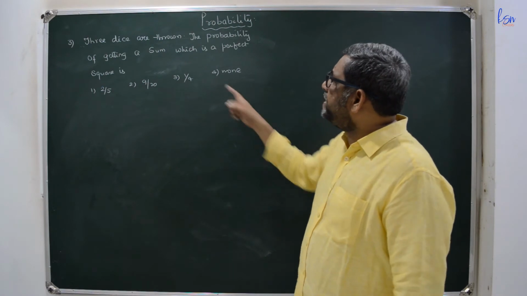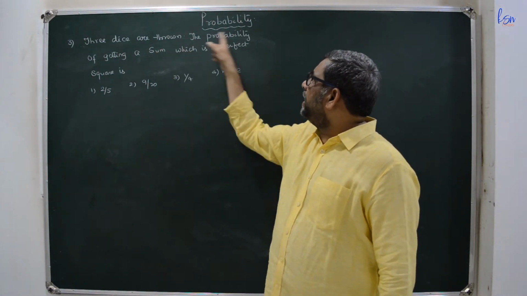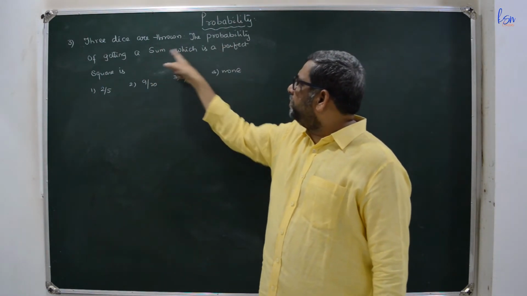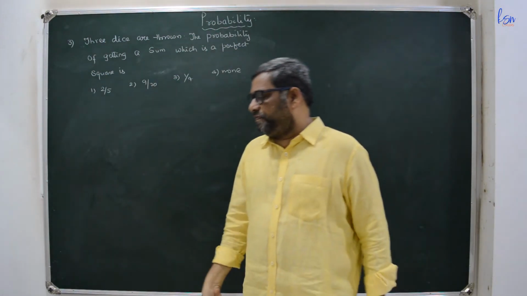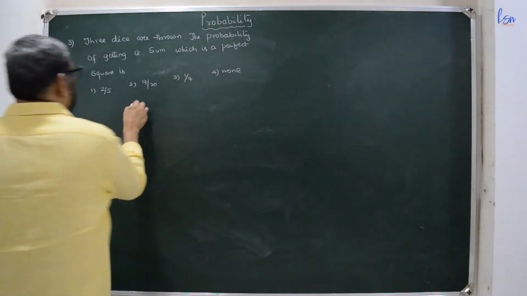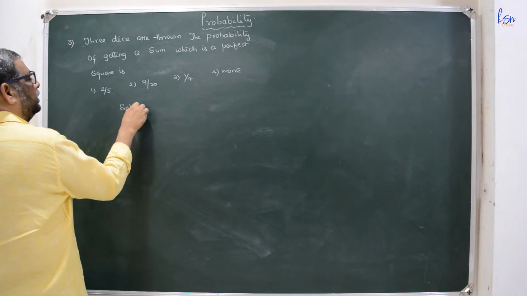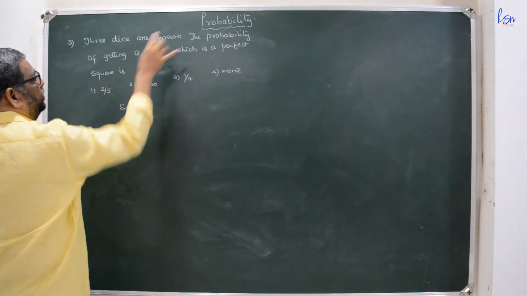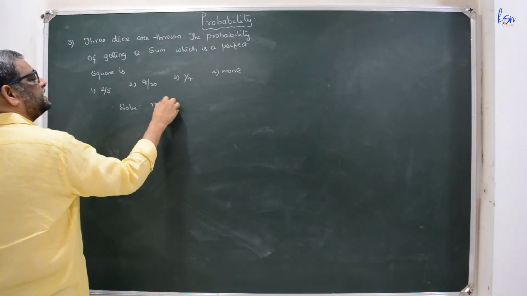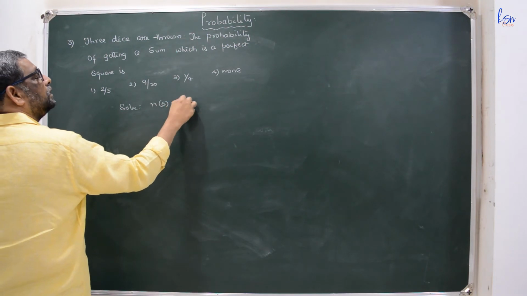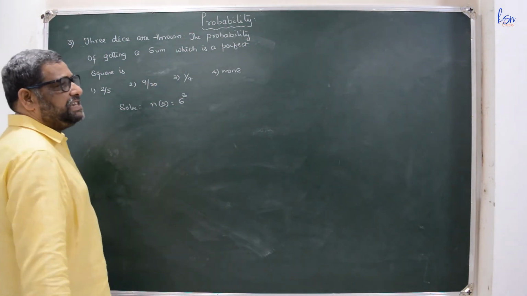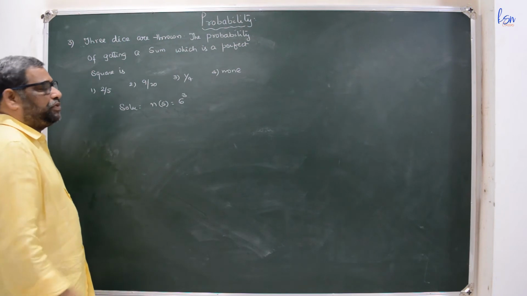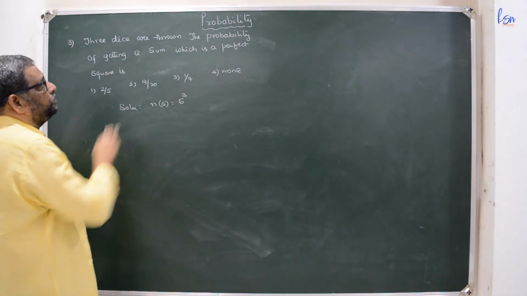The next problem is, 3 dice are thrown. Probability of getting a sum which is a perfect square is. Now here the solution: 3 dice are thrown means n of S is equal to 6 cube because each die will have 6 possible outcomes. So n of S equals 6 cube.